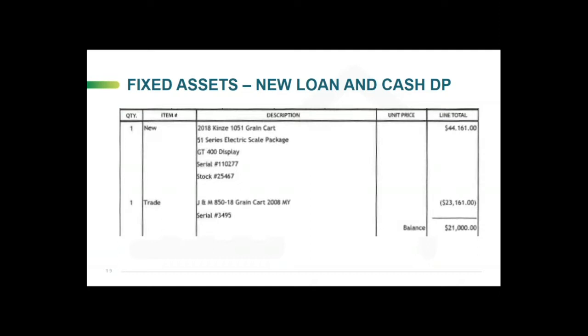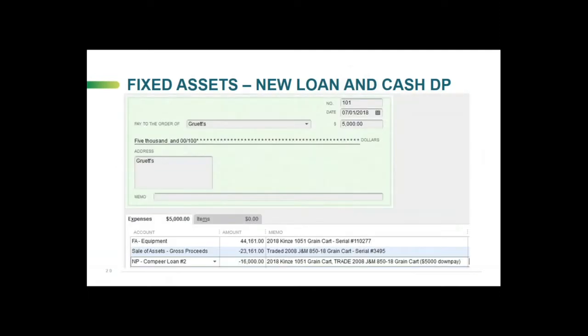Okay, so now we're going to buy some equipment. And this is an example. We bought a new Kinsey grain cart and we traded an old J&M grain cart. In this example, we paid $5,000 down payment. So in our check, we can do this wholesale. Our first line is going to the asset account equipment, and that's going to be the total that we paid, $44,161.